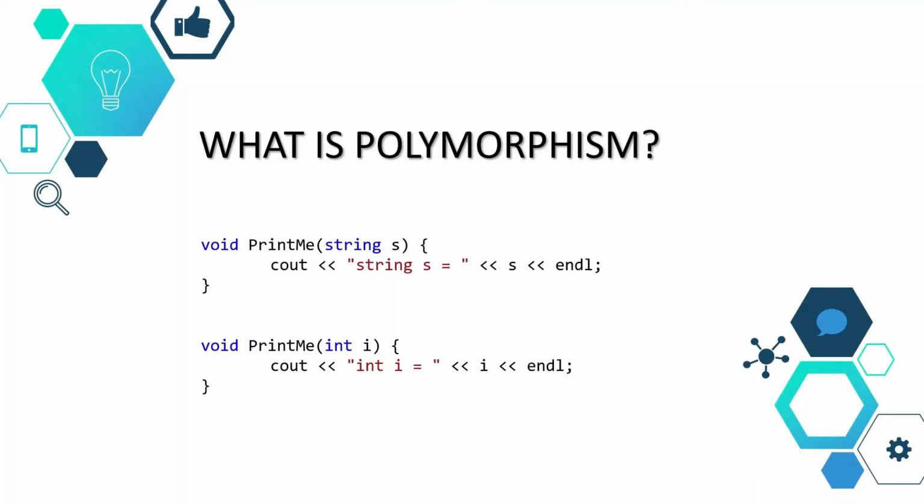Let's have a look at this code snippet. We have two functions, both named printMe. However, their definitions are different, meaning both will perform different tasks. Polymorphism allows us to define such functions and use them without any ambiguity. When there are two or more functions with the same name, let's say printMe in this case, a decision has to be made regarding which set of instructions has to be executed when the function is called.